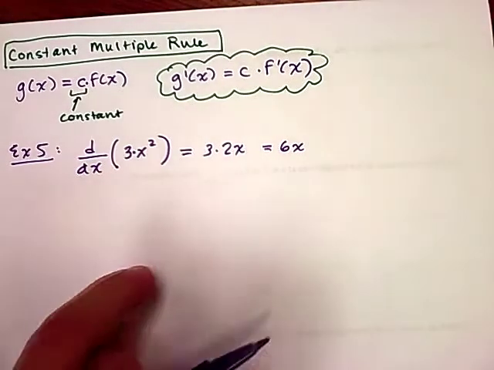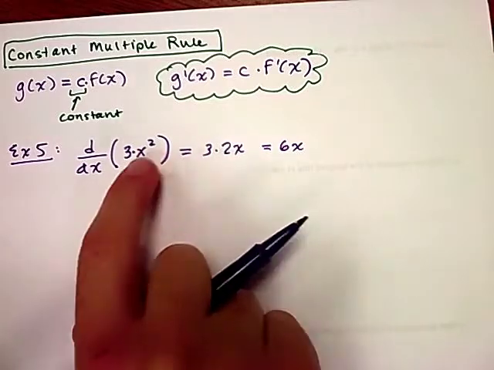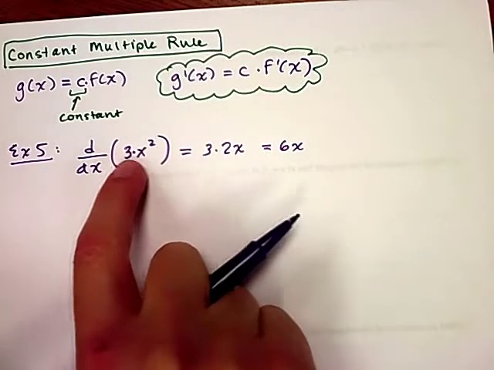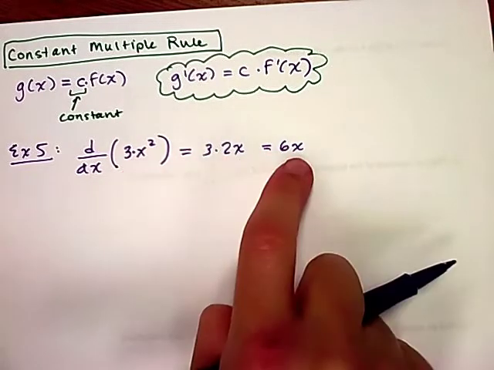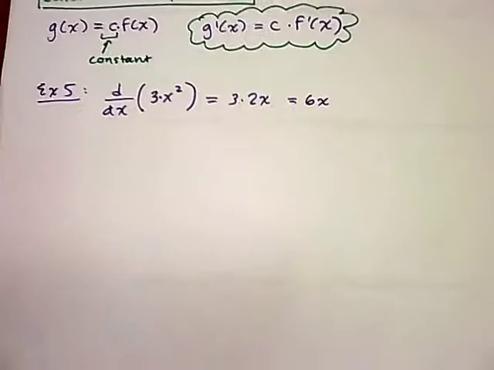Now, you're going to get really quick at this, and you're not necessarily going to write this intermediate step. You're going to look at this and say 2 gets multiplied to 3 and gives me 6x. My new exponent is 1. And you can skip this intermediate step. Let's look at another example.